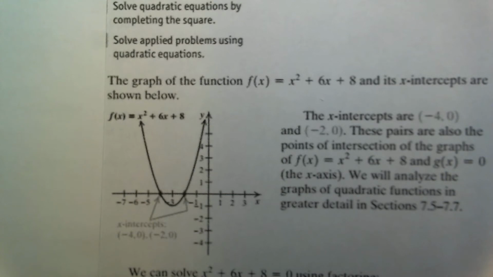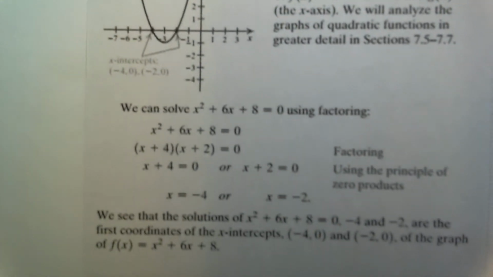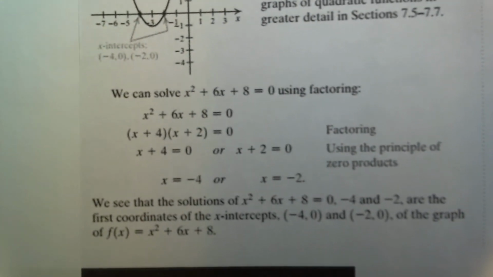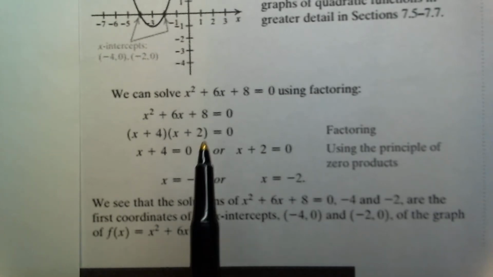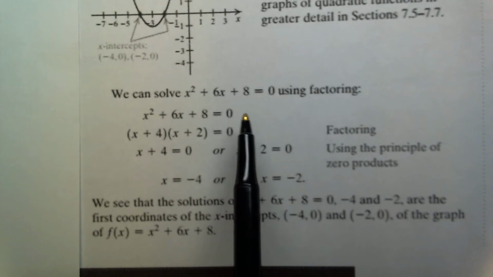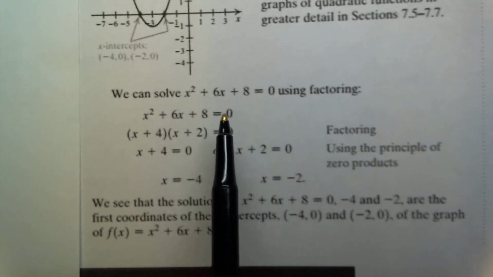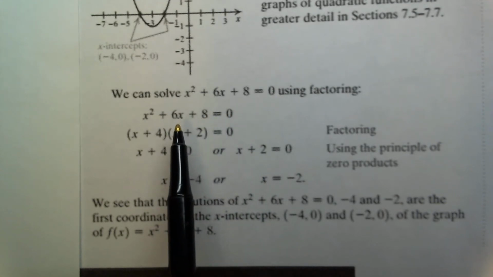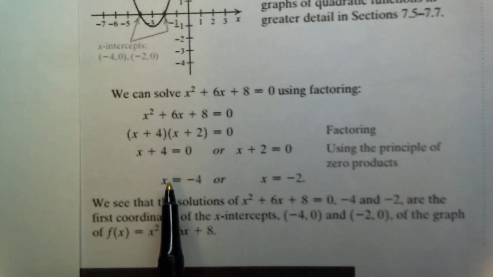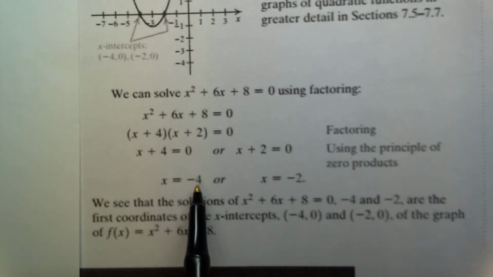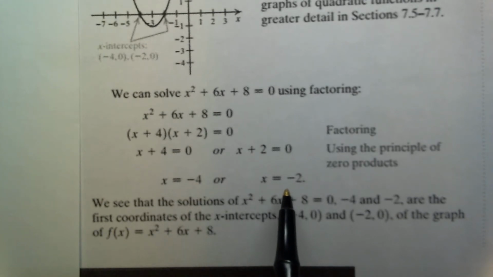Now, when we set the function equal to 0 and solve the resulting quadratic equation, x squared plus 6x plus 8 equals 0, we can solve that quadratic equation by factoring. So we use the zero product principle. We set each factor equal to 0, and then we find that x equals -4 or x equals -2.